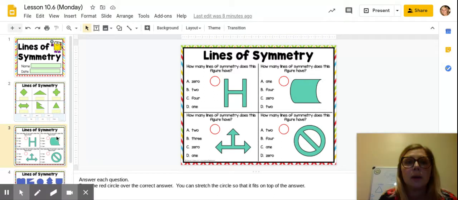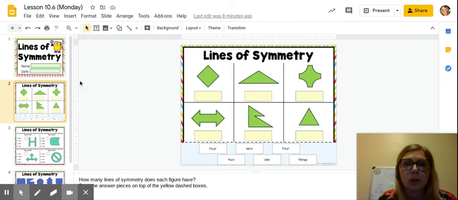So this is yours for today. You're going to drag, and remember the directions are right here. How many lines of symmetry does each figure have? So you're going to drag the pieces to it. We're going to do some practice with how many lines of symmetry things would be. Some will have 0 lines of symmetry. There might not be any line of symmetry for it.